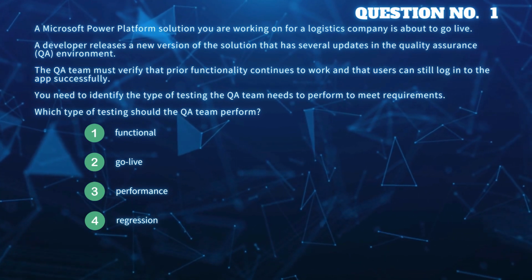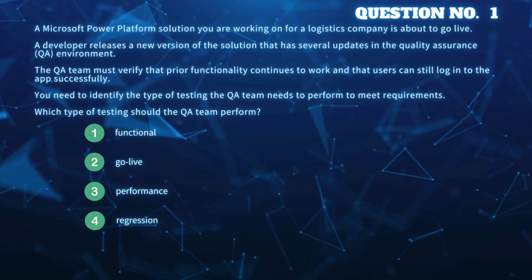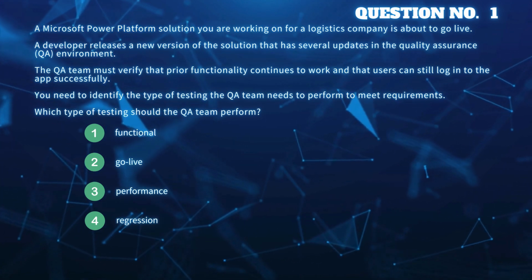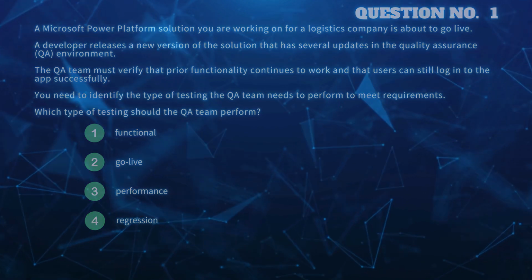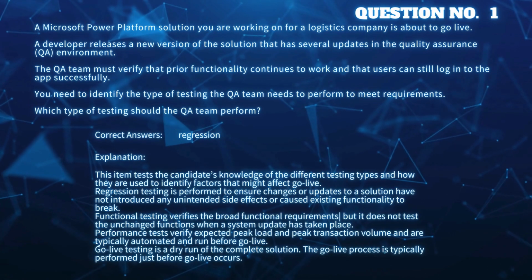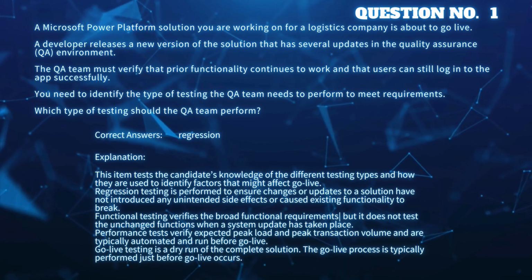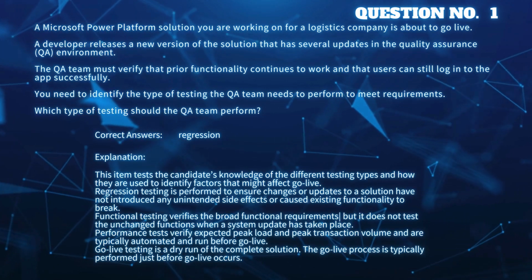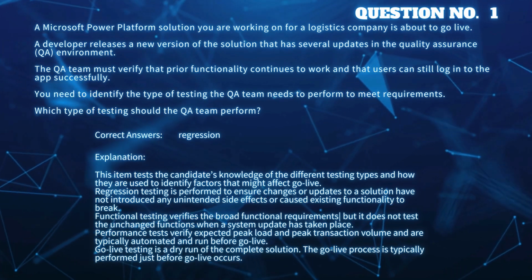Option 1, Functional. Option 2, Go-Live. Option 3, Performance. Option 4, Regression. Correct answer: Regression. Explanation: this item tests the candidate's knowledge of the different testing types and how they are used to identify factors that might affect Go-Live.